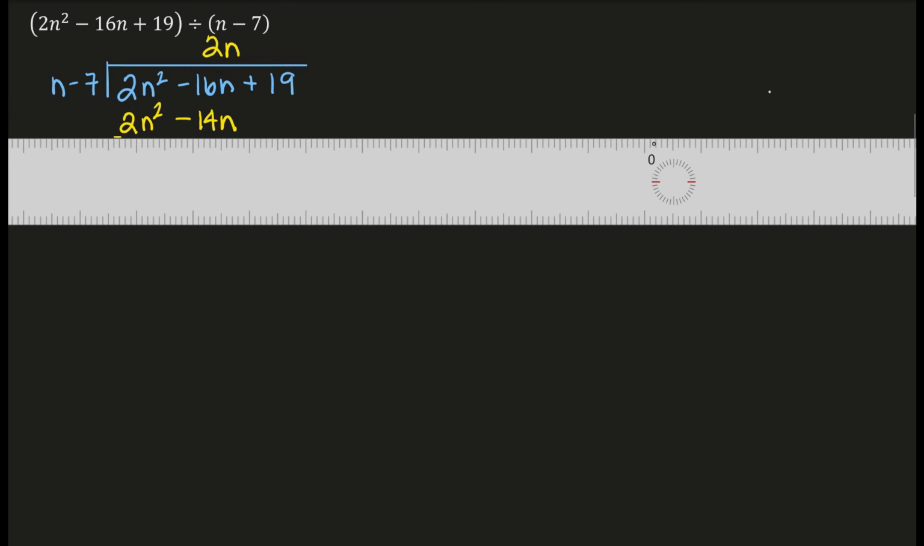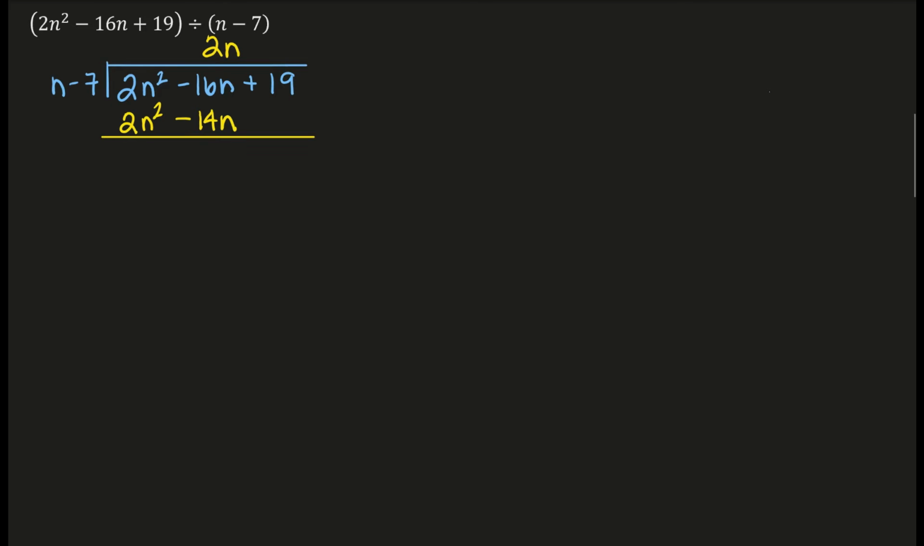So here I'll draw my line and I'll change my signs. So this will now be minus and this will now be plus. The 2n squareds go away. Negative 16n plus 14n is negative 2n. And now we'll start this over. What do I multiply n by to get negative 2n? And that's going to be negative 2.